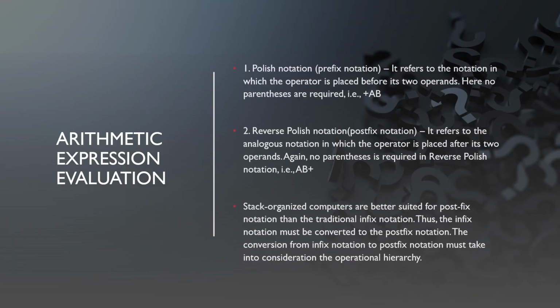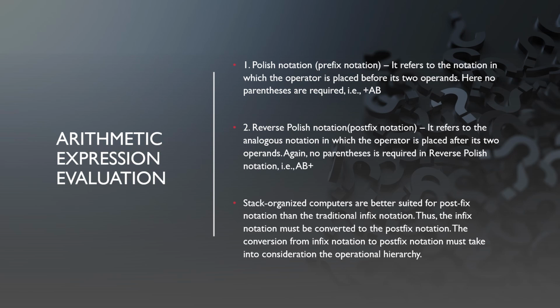So, what is Polish notation? It is also known as prefix notation. It refers to the notation in which the operator is placed before its two operands. Here, no parentheses are required, such as plus AB. Like that, reverse Polish notation is a postfix notation. It refers to the analogous notation in which the operator is placed after its two operands. Again, no parentheses are required in reverse Polish notation, such as AB plus.